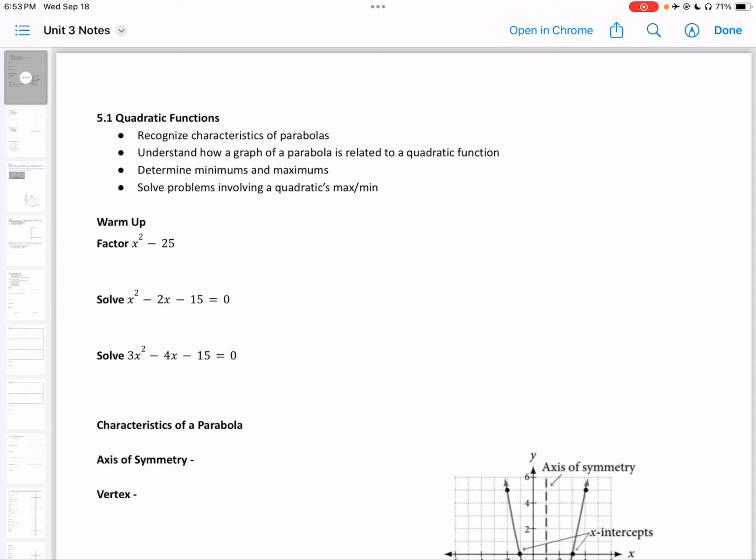Video covers section 5.1, quadratic functions. So we're going to start working on characteristics of parabolas, how those graphs look. We're going to find minimums and maximums, and we're going to do some application problems using a quadratic's maximum and minimum value. Let's go ahead and start with our warm-up here.